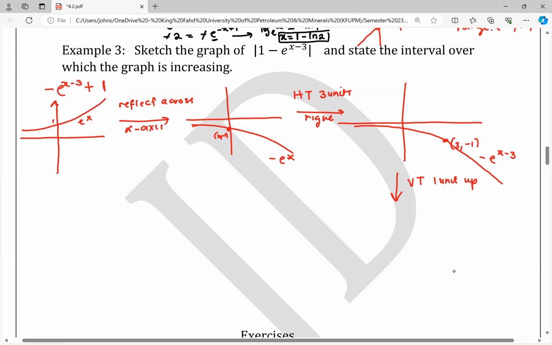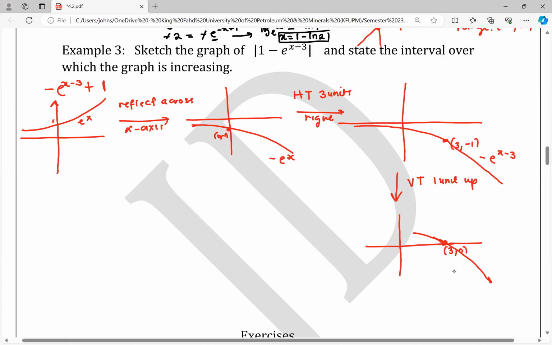Okay, so if we do that, what do we have? This is minus 1 here. The distance from here to here is minus 1. So if you take this 1 unit up, this point will move here. So this point is going to be 3 and 0. So just move this up. Then you will have this line cutting at this point and will keep going, right?